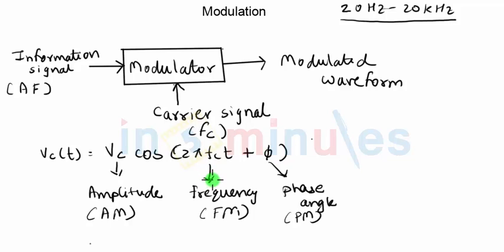So whenever it is amplitude modulation, the amplitude of the carrier will change. Whenever it is frequency modulation, it is the frequency of the carrier that will change. And in phase modulation, the phase of the carrier will change. And when I say these parameters change, they will change with respect to the information signal, and that's how the information signal will become part of the newly generated signal, which we call the modulated signal.